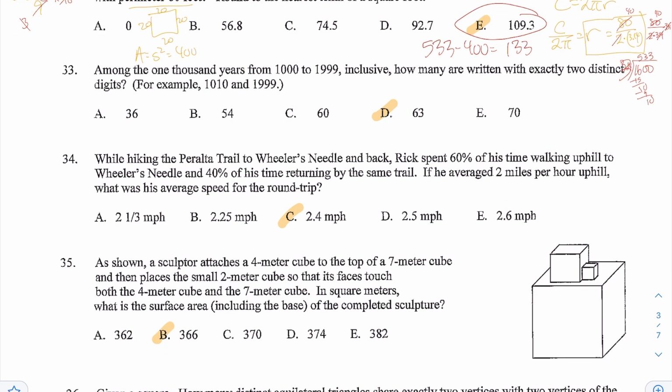All right, next one, number 33. Among the 1,000 years from 1000 to 1999, how many are written with exactly 2 distinct digits? For example, 1010 and 1999. All right, so you could list them all out, but it'll take forever. So you have to think about how many different ways can you just select 2 different digits and then just write all of those years.